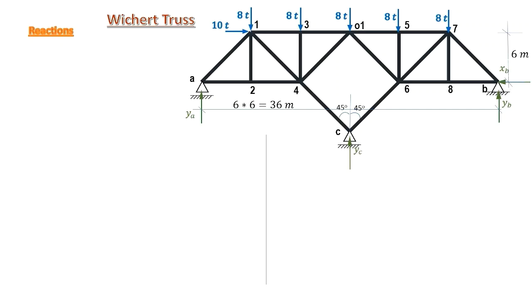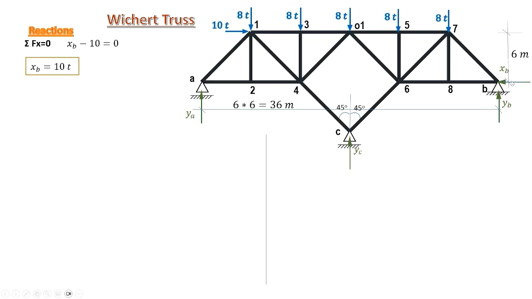We can never achieve one equation which has one unknown, and therefore we will proceed solving several equations in several unknowns. Starting with the easy reaction XB and considering sigma forces in the x direction equals 0, we have a 10 ton horizontal applied force at joint 1 here, which is in equilibrium with XB. This gives that XB equals 10 tons.